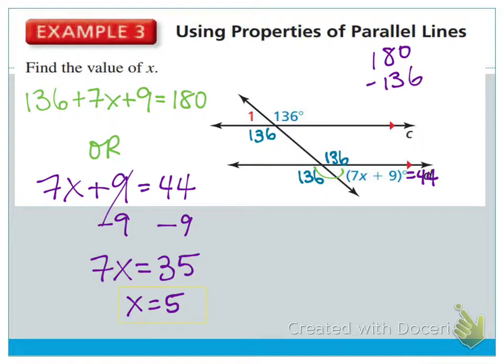Okay, and again, the book tried to help you because what relationship does 1 have with this angle? Their alternate exterior. So they would be equal. So you could find angle 1 by doing the same thing we just did. We subtracted. Angle 1 would be 44 degrees, and it would end up equaling 7x plus 9, which is what we did. Questions on this one?